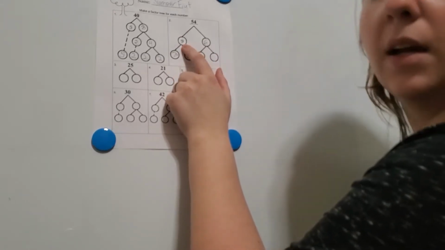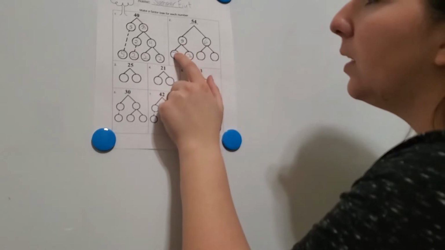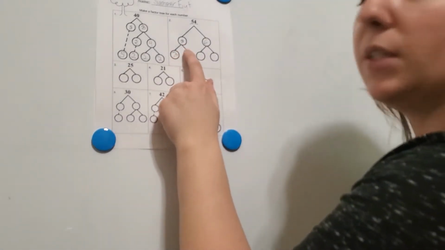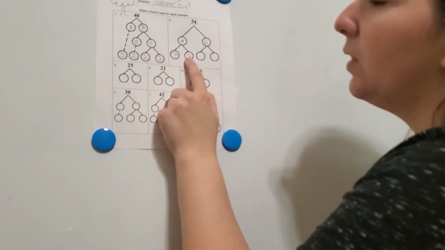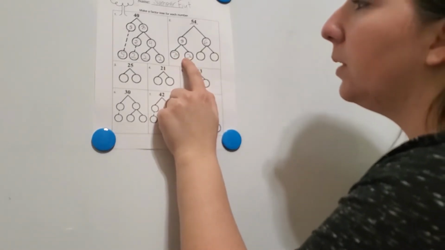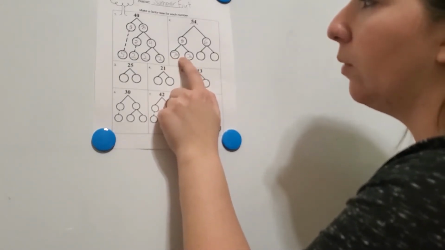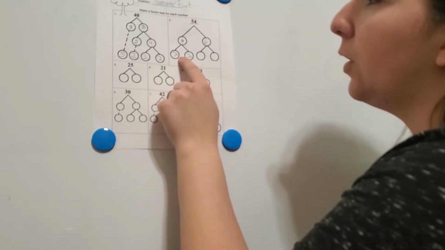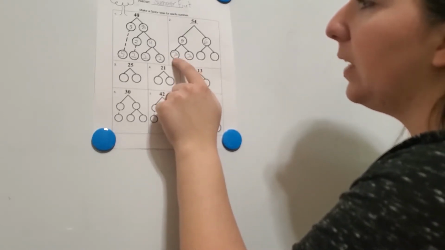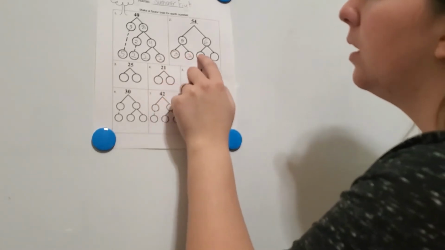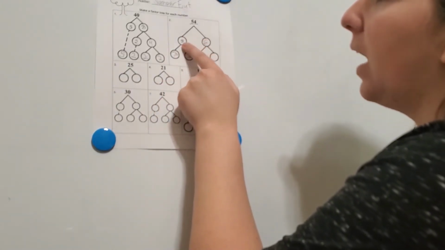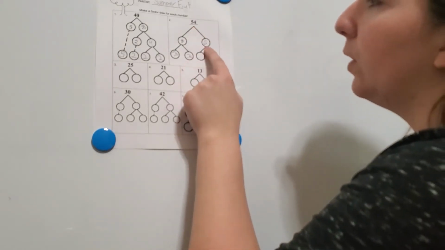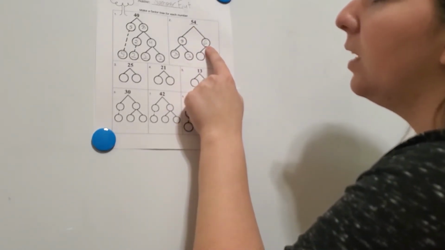9 is a composite number, so we can do 3 times 3 to equal 9. 3's are prime numbers. They can't be broken down anymore. So we leave those circled for our answer. And then we know that 9 times 6 is 54, so we're going to use that 6 right there.